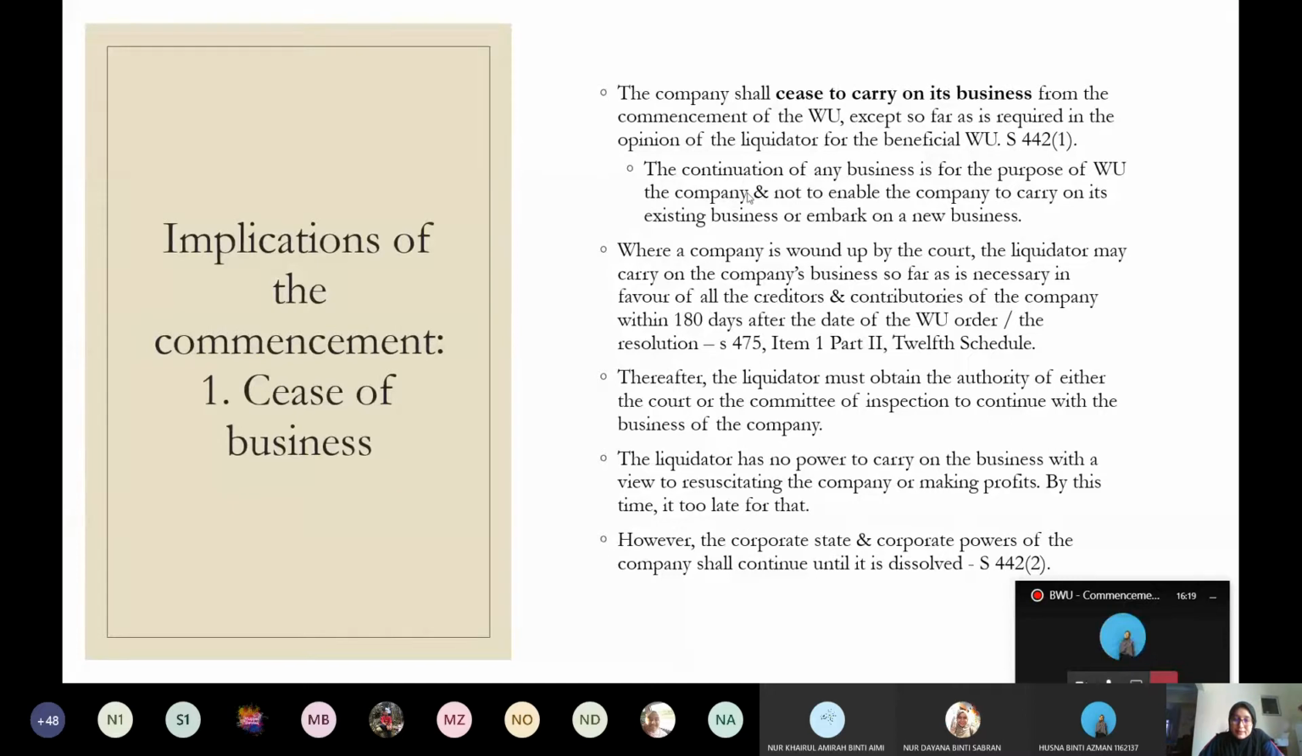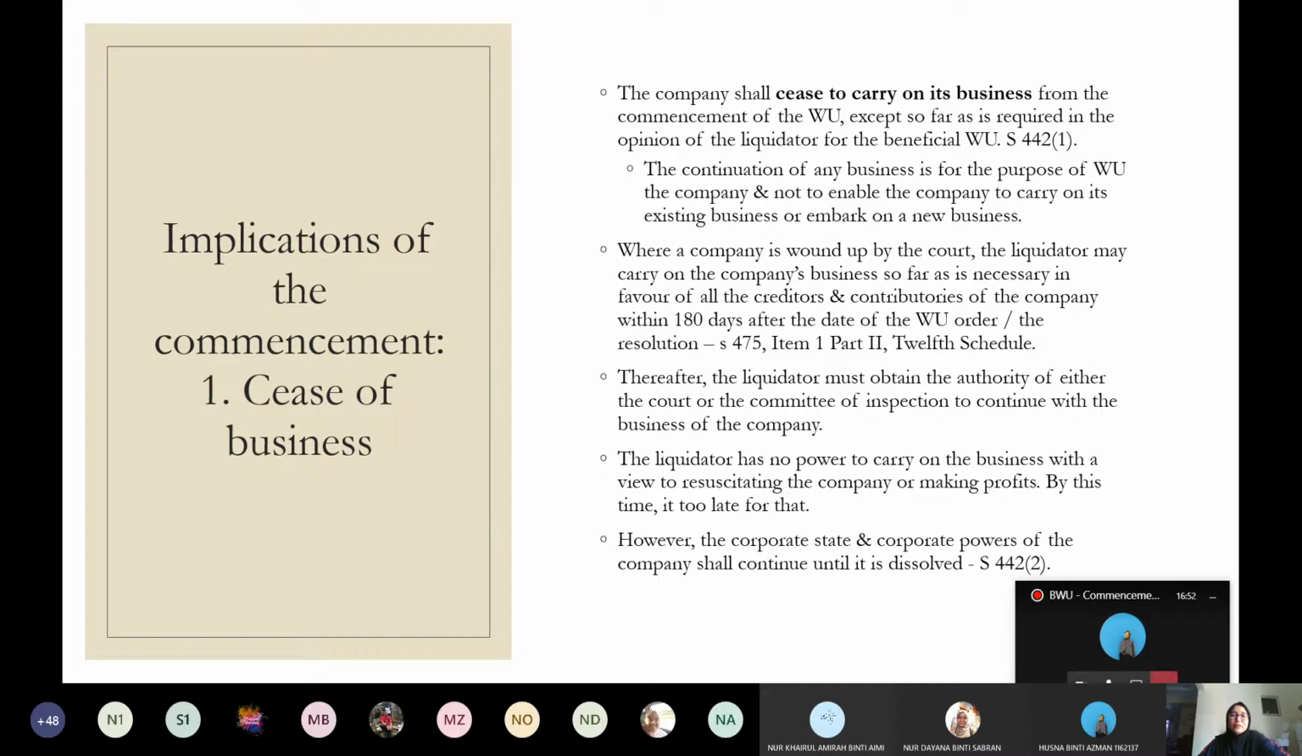Okay, so there is a specific situation if the company is wound up by the court, the liquidator may carry on the company's business so far as is necessary in favor of all the creditors and contributories of the company. I hope you still remember who are the contributories of the company. Yeah, so they are commonly members of the company yang undertake the liability of the company to certain extent lah. Dia limited lah dia punya contribution.